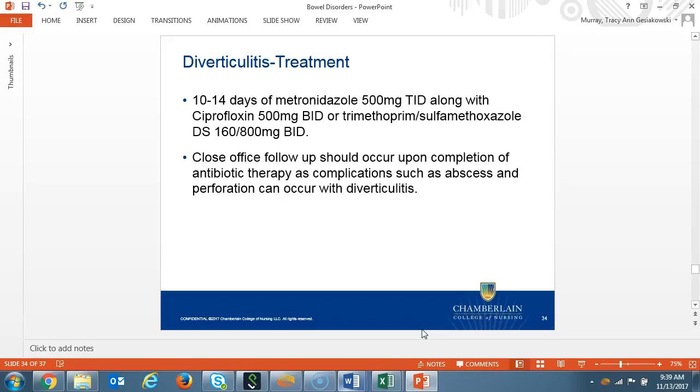Once treatment for diverticulitis is confirmed, treat with 10 to 14 days of metronidazole 500 milligrams TID along with ciprofloxacin 500 milligrams BID or trimethoprim-sulfamethoxazole DS 160 over 800 milligrams BID. Close office follow-up should occur upon completion of antibiotic therapy to ensure that the patient has had resolution of symptoms, as complications such as abscess and perforation can occur with diverticulitis.